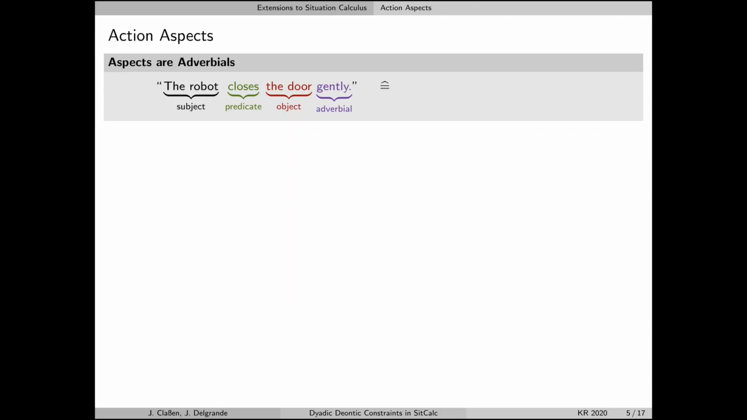First, let's briefly talk about some extensions to the standard situation calculus. One thing we want to be able to handle are what we call aspects, which are typically expressed through adverbials in natural language. For example, when we have a statement such as the robot closes the door gently, because we only considered a single agent case, the agent would not be represented explicitly. The verb or predicate of the statement would correspond to the name of the action, and the object would be an argument of that action.